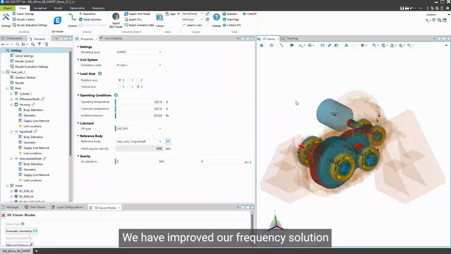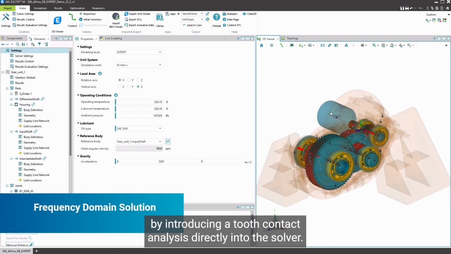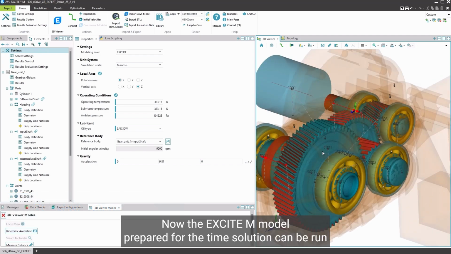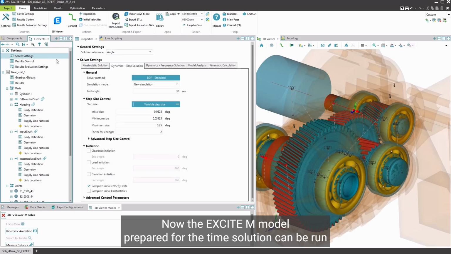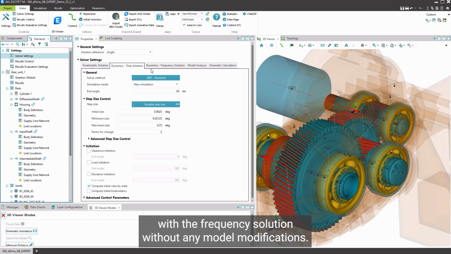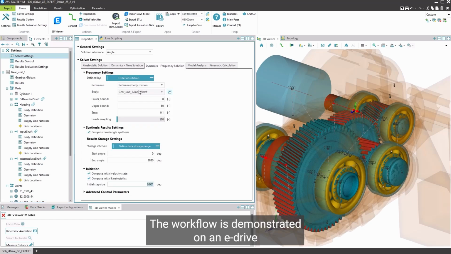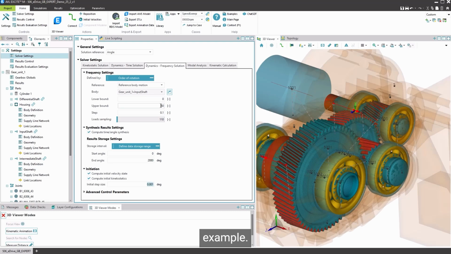We have improved our frequency solution by introducing a tooth contact analysis directly into the solver. Now, the EXCITE M model prepared for the time solution can be run with the frequency solution without any model modifications. The workflow is demonstrated on an eDrive example.